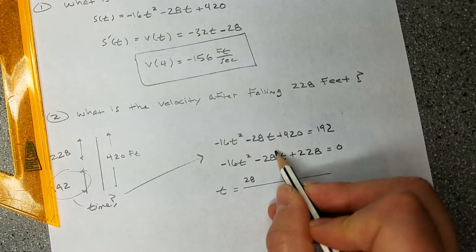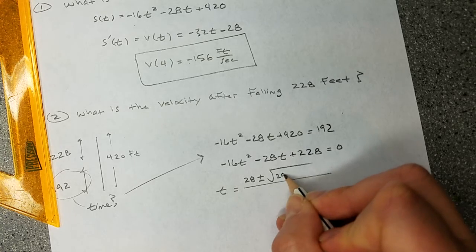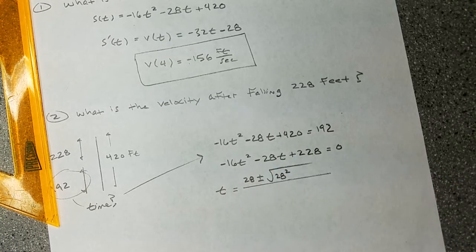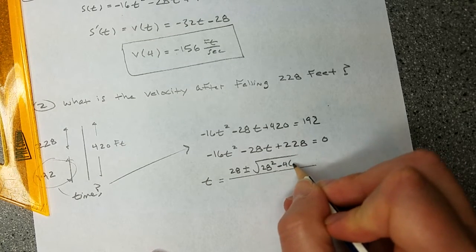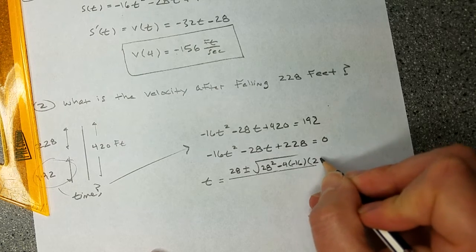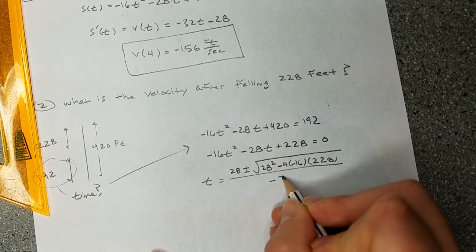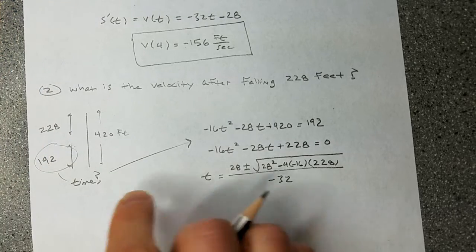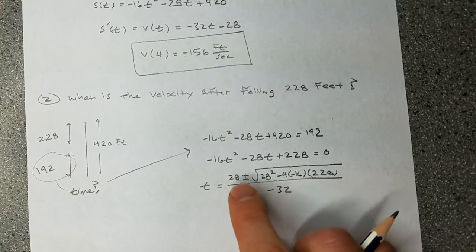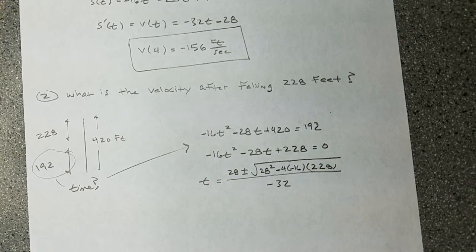So you take the opposite of that number, plus or minus root, and then you square that number. But negative 28 squared is the same as 28 squared, so I'll do it like that. Minus 4 times negative 16 times 228. All right. Over negative 32. So when I work this out, that'll be the moment when the object is 192 feet above the ground. That'll be the moment when it has fallen 228 feet. As far as this number goes, there's no nice way to do it. I just have to work it out.